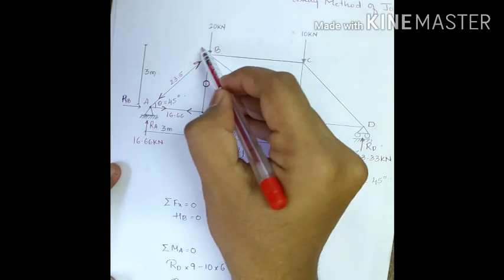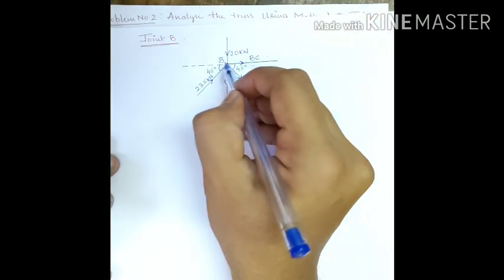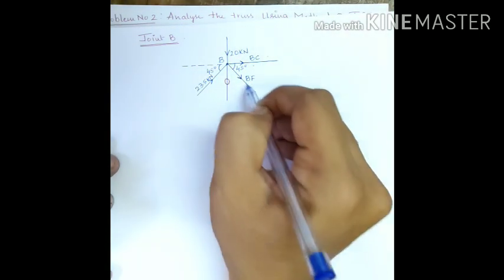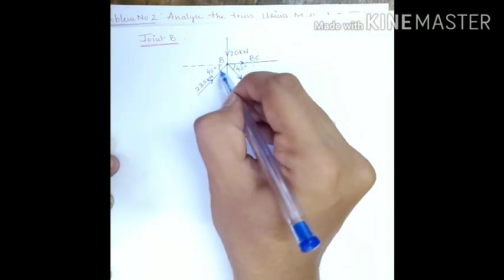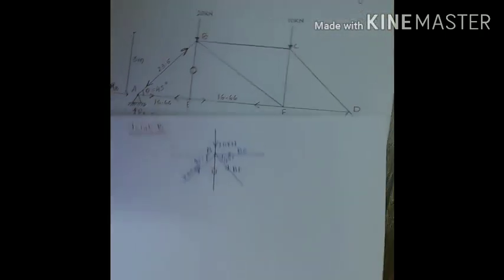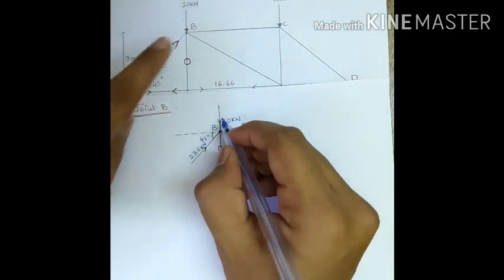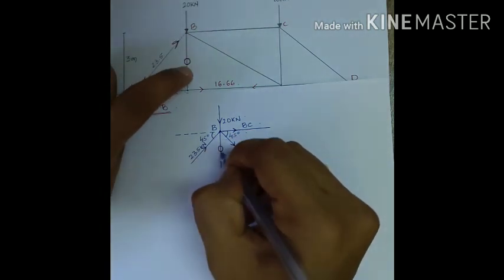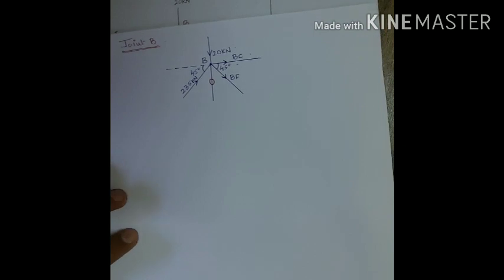Now we shall consider the joint B. Considering the joint B, the vertical force is 20, there is the inclined force, and one more inclined force, that is BF. This is BC, at an angle of 45 degrees. So here you can see the section. This is 20, this is inclined, and vertical is 0, and this is also an inclined force. One more is the horizontal force. There are two forces, BC and BF, so we can find two forces now.